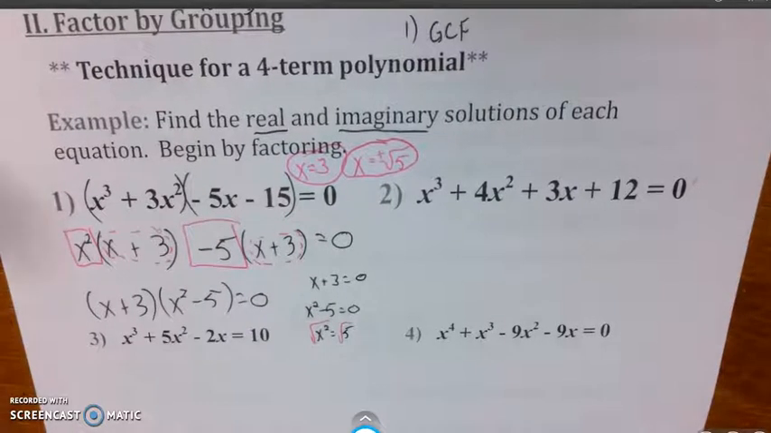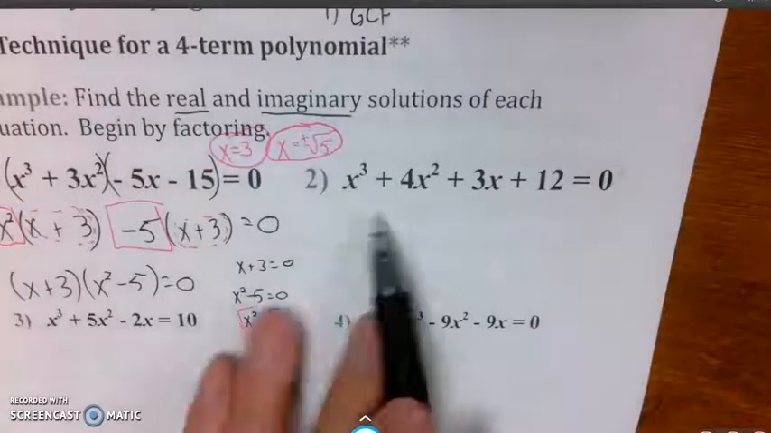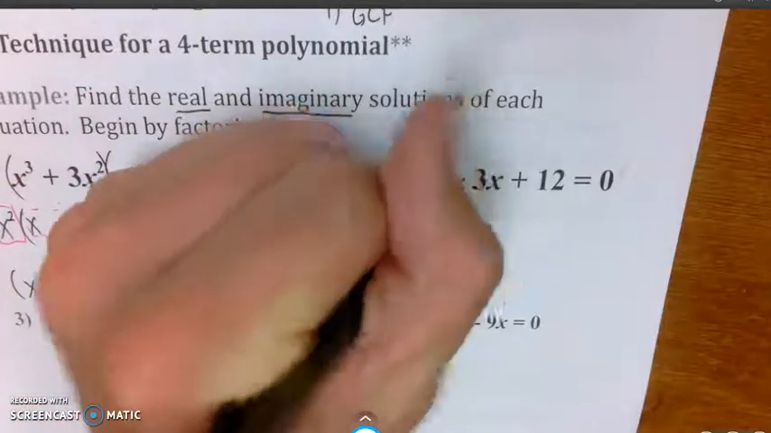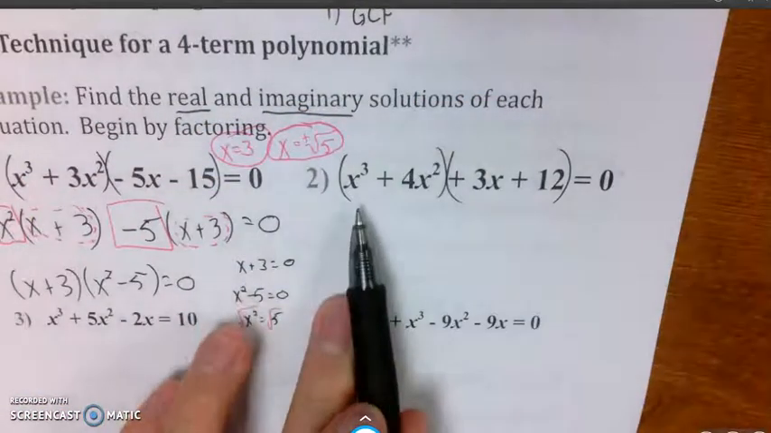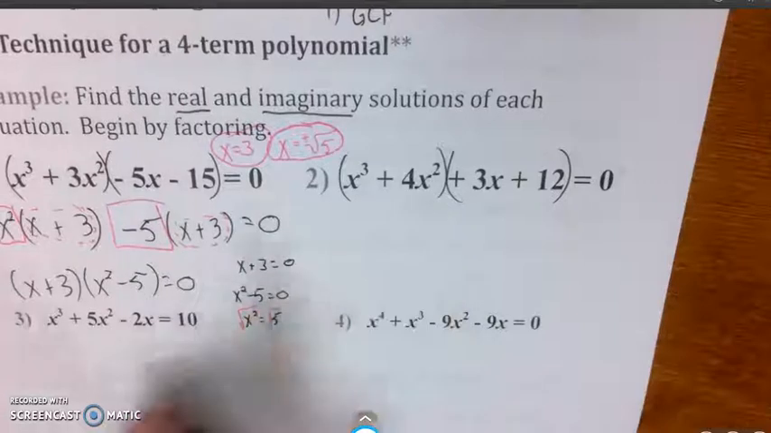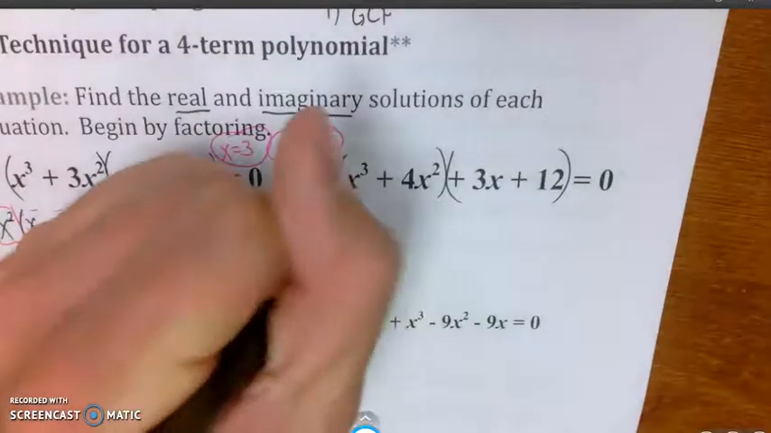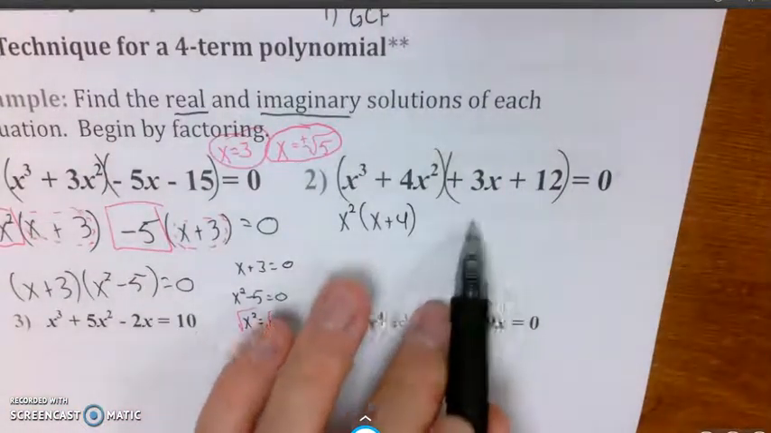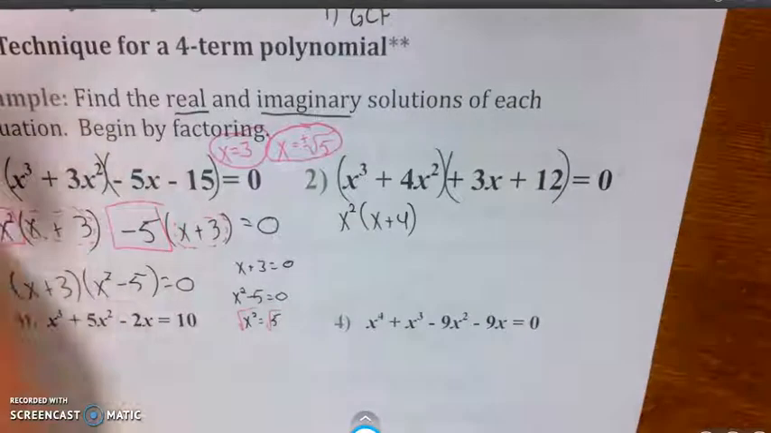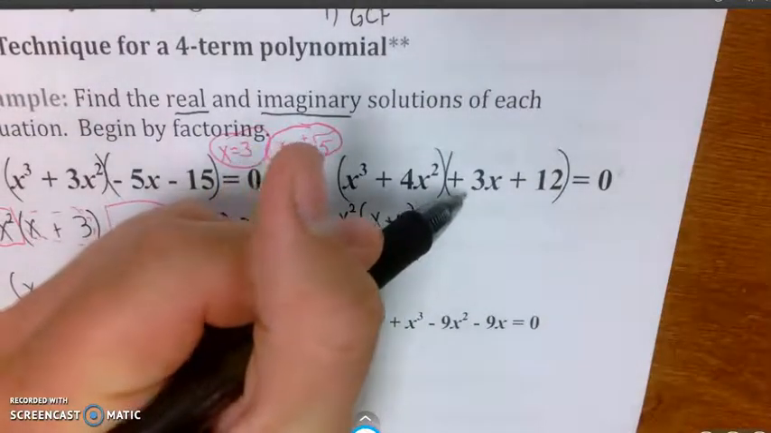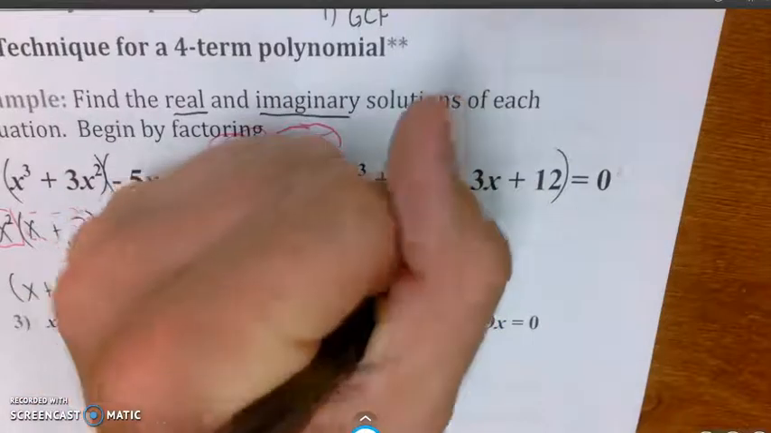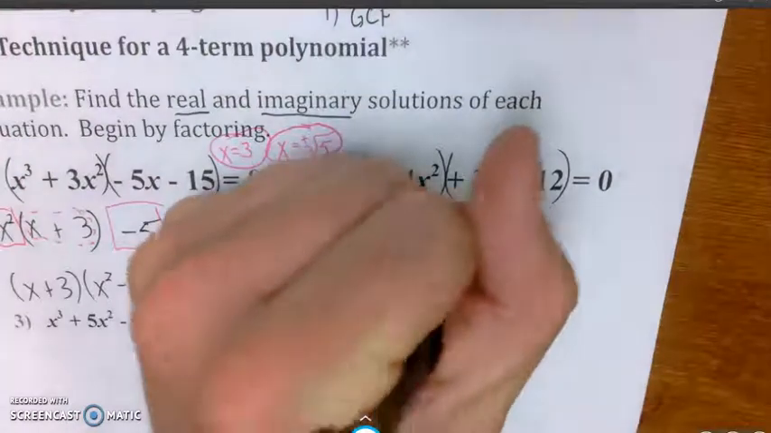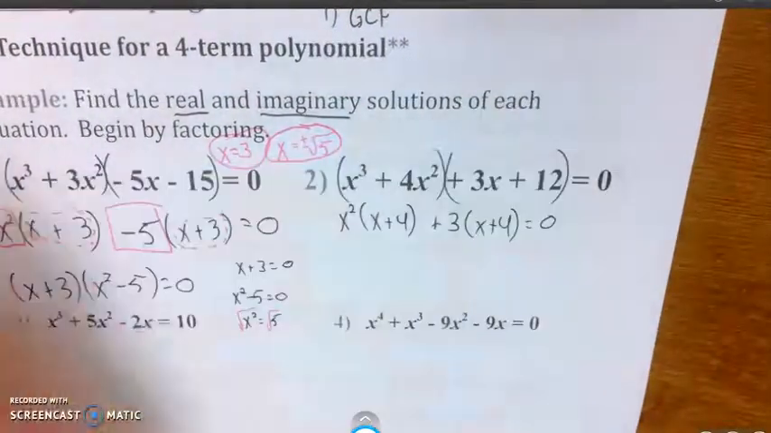All right, next one, we're going to go slightly quicker through it. First step, look for a GCF. There is none. Okay, so now we group them up. GCF of this first group, x cubed and 4x squared, well, that's just x squared, and I'm left with an x plus 4. So looking ahead, I'm anticipating seeing an x plus 4 over here. If I look at this other group, a positive 3x and a positive 12, I can factor out a positive 3 from each of those terms, and I'm left with x plus 4. Sweet, so I'm on the right track.